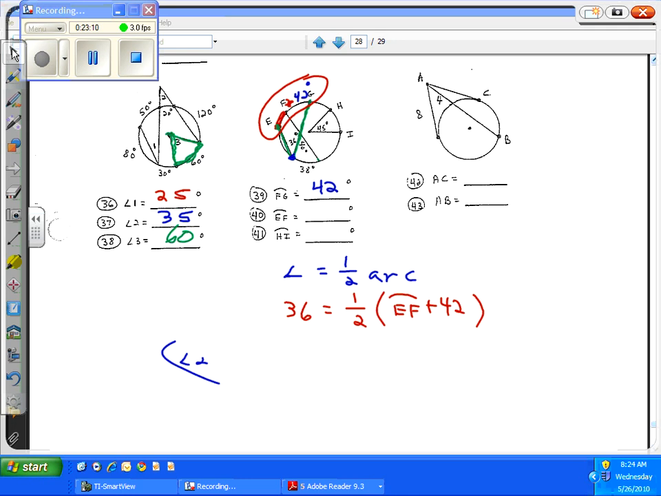Now it wants arc EF. Well, arc EF is not hit by an angle. There's not an angle. See, watch this. That hits the little thing EF. You see? Or if we went from this side, it's kind of dead ends.